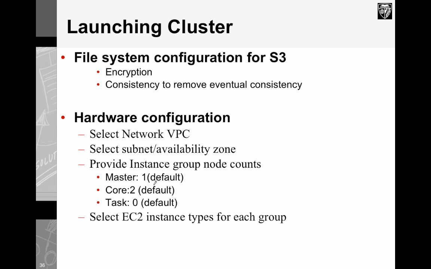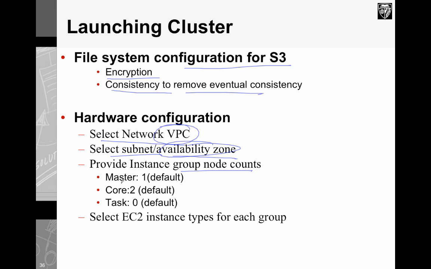In terms of file system configuration for S3, you can say you want encryption turned on. You can also define the consistency level for the S3 file system. In terms of hardware configuration, you can select the network VPC that you want. You can also select the subnet and the availability zone where you want these cluster machines to launch, which data center, that's what we mean by availability zone. You can also provide the node counts for the various instance groups.